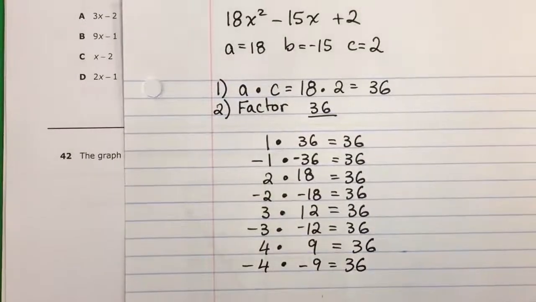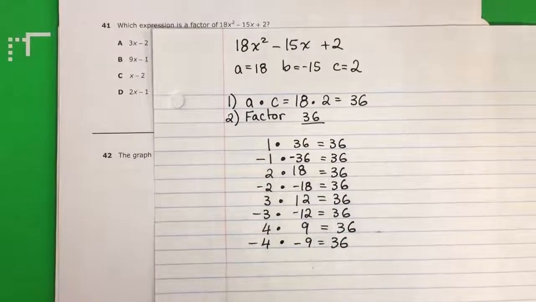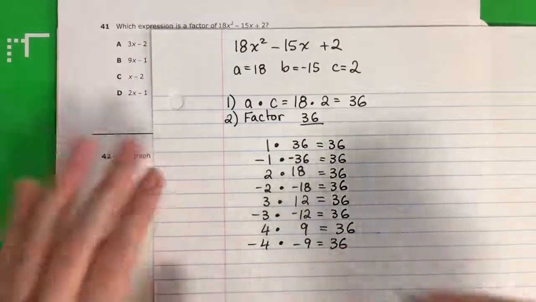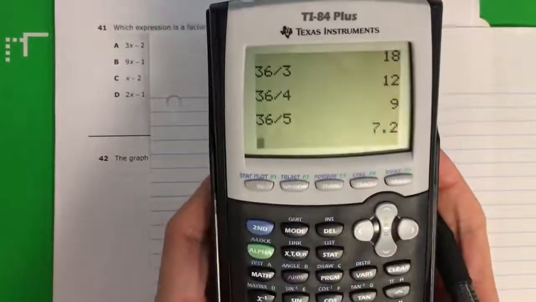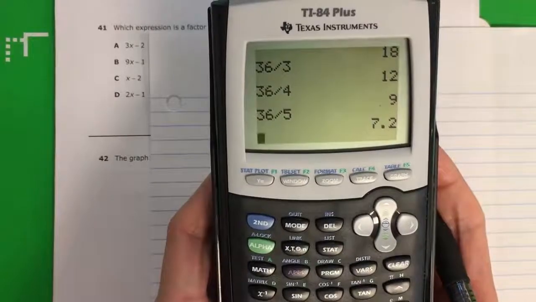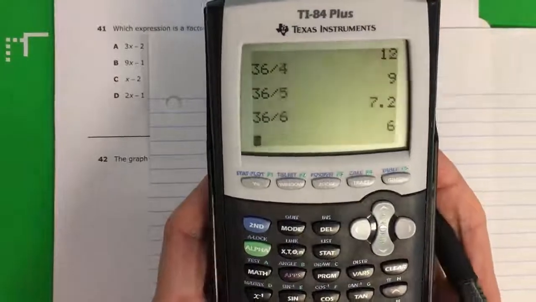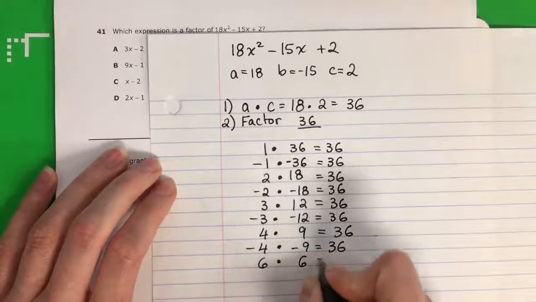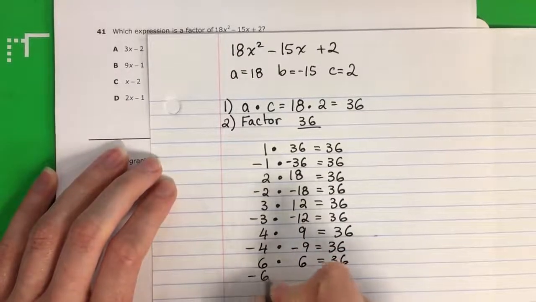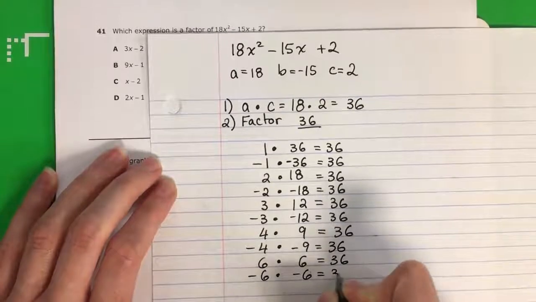Let me zoom out here. Next is 5. Let's see 5. 36 divided by 5. Nope, it's a decimal. Next is 6. 36 divided by 6. That works. 6 times 6. 6 times 6 equals 36. And negative 6 times negative 6 equals 36.